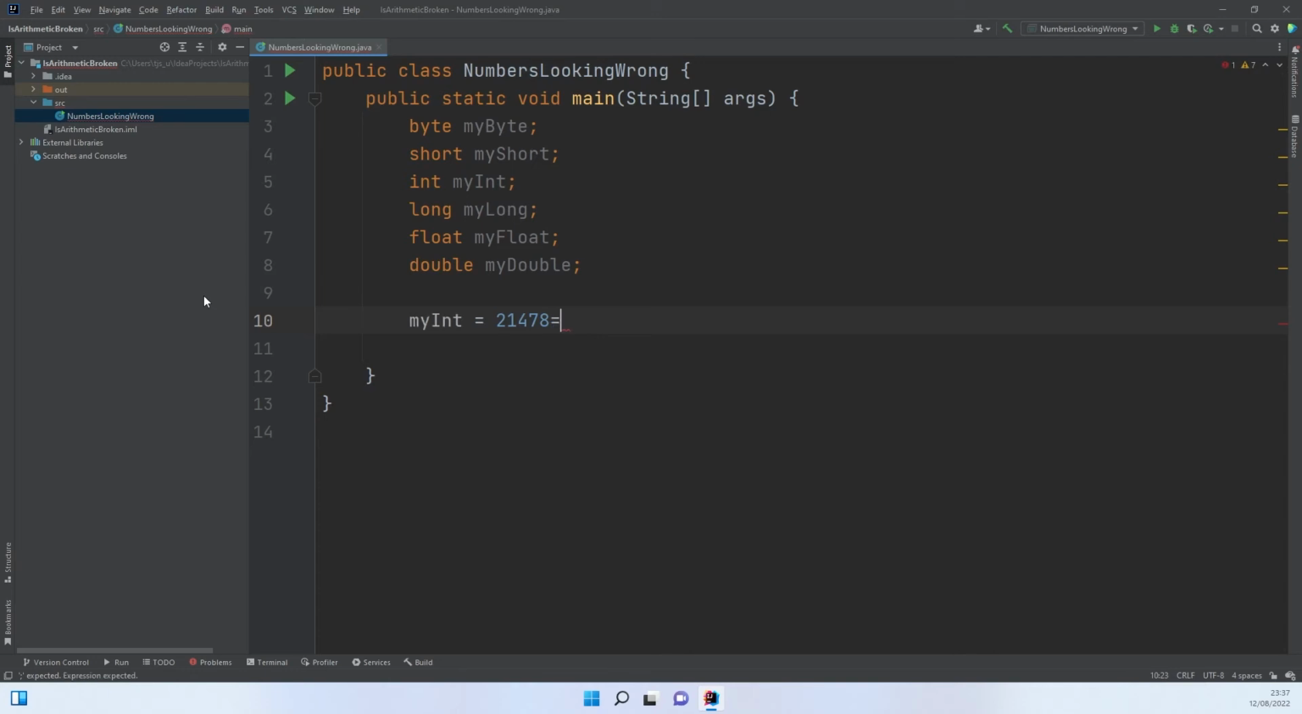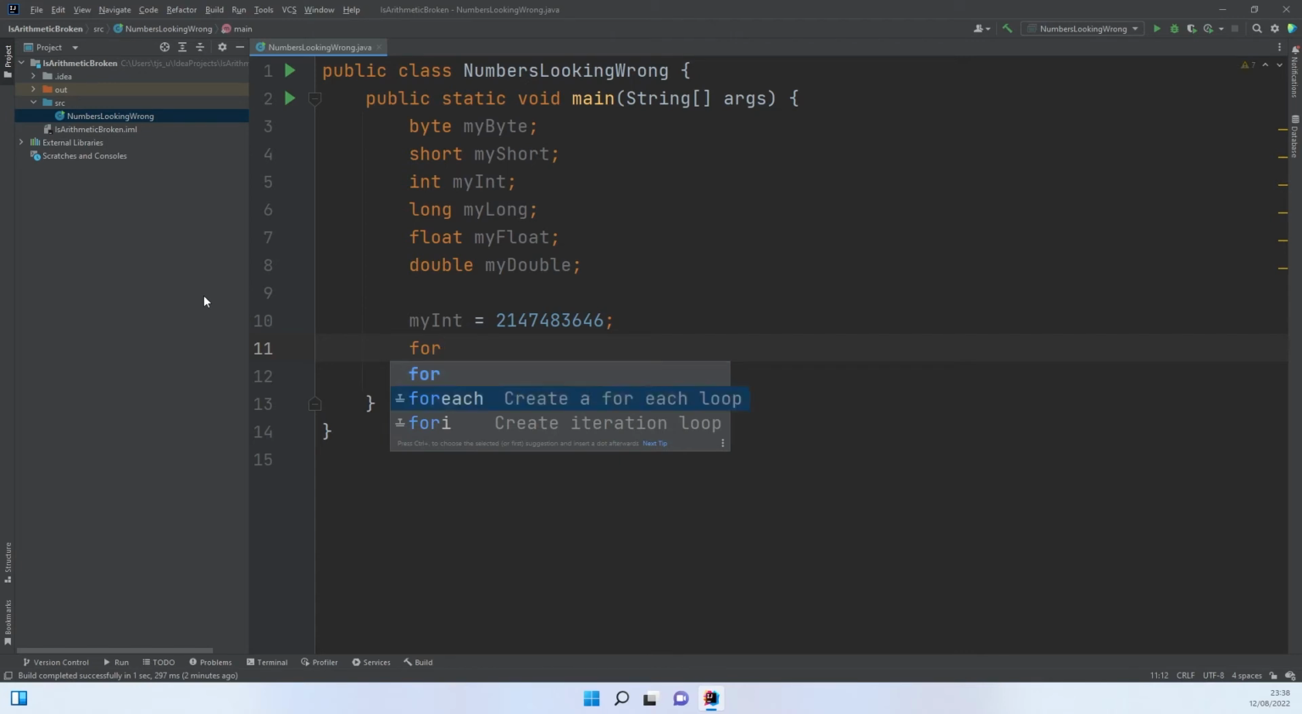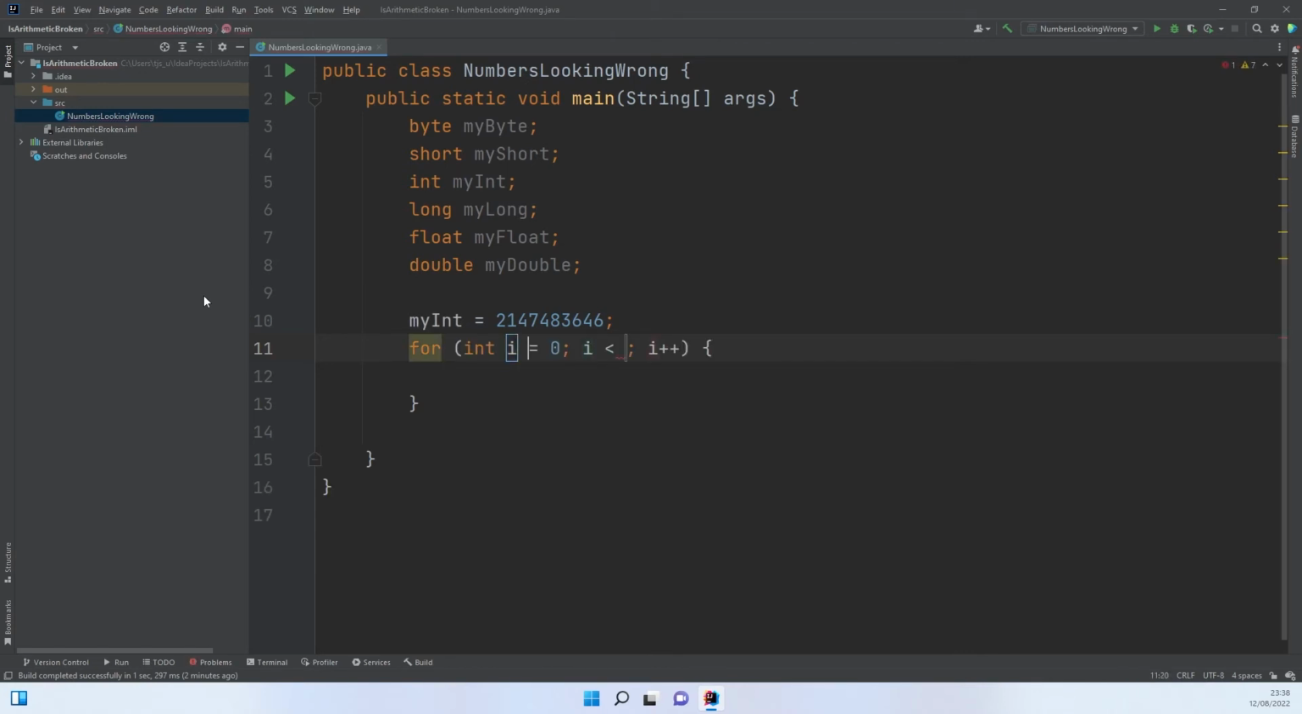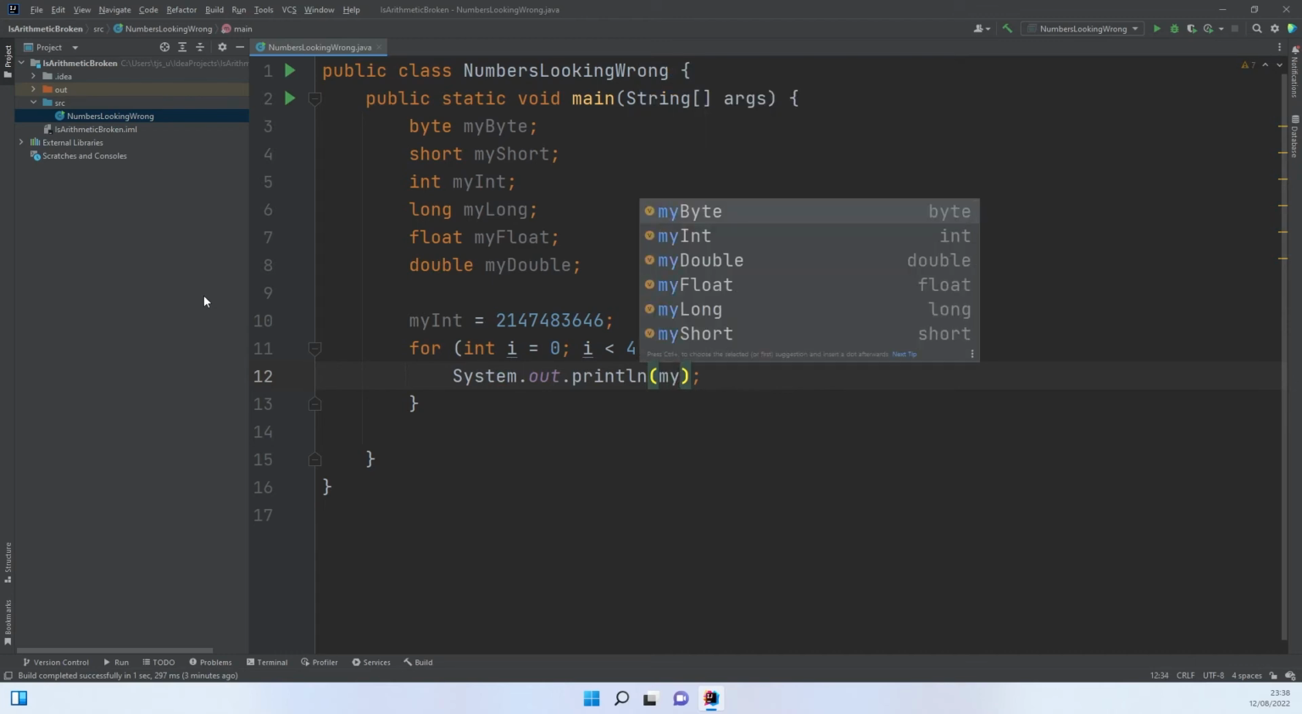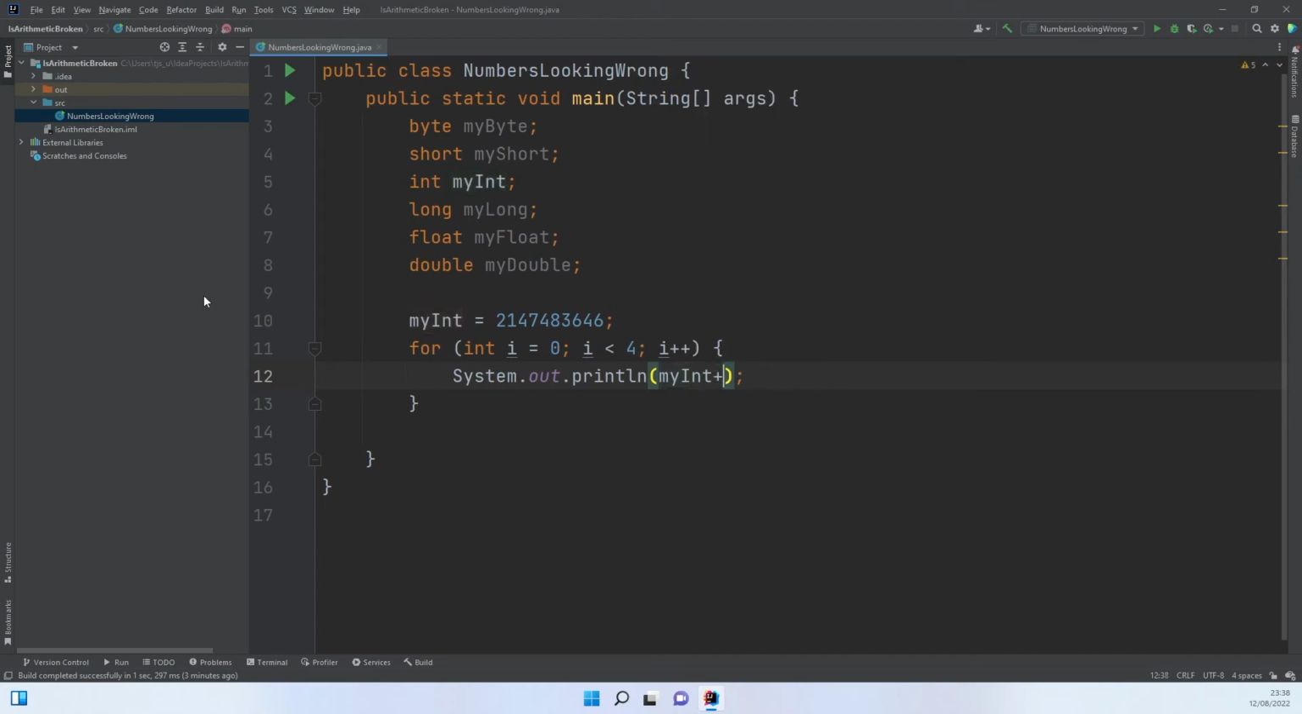2147483646. Okay, so that's one away. And now what I'm going to do is create a for loop which will add one to that value. So let's just do that. So for I equals 0, and I think what I'll do is we'll go around 4 times on this one. Print out myInt plus I.